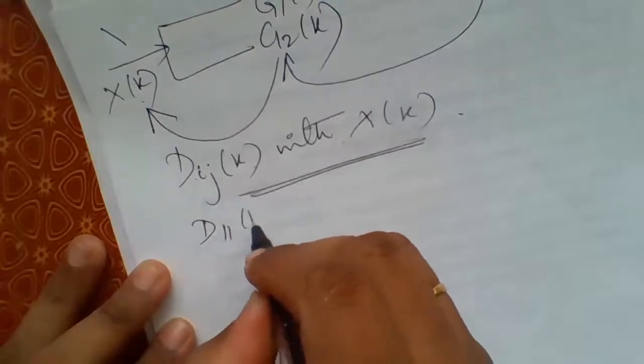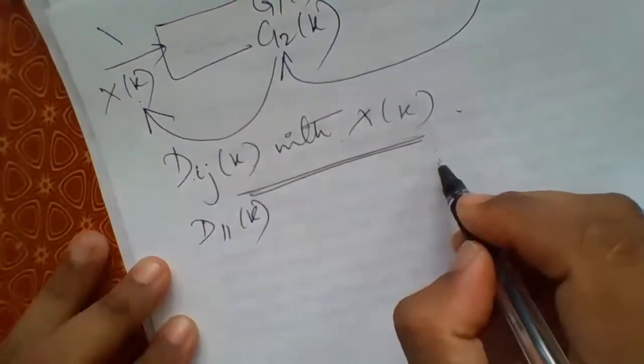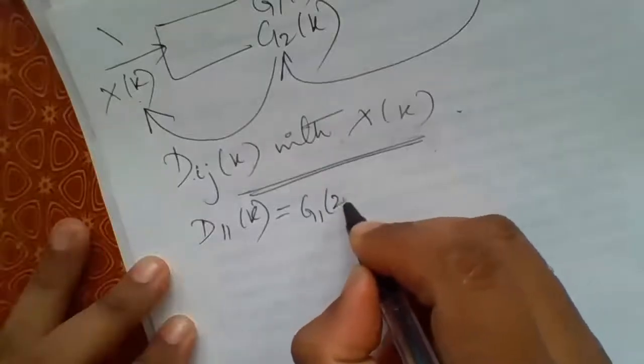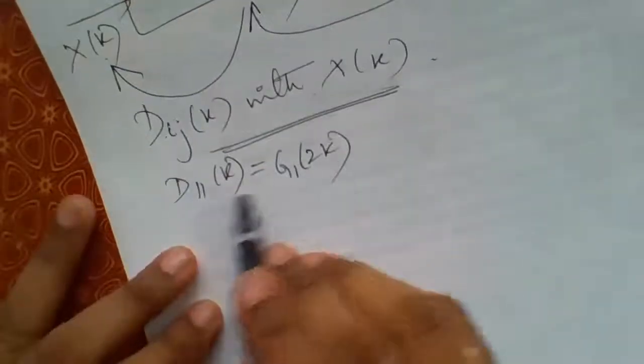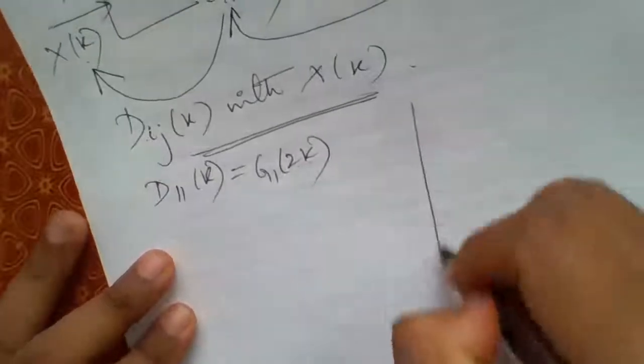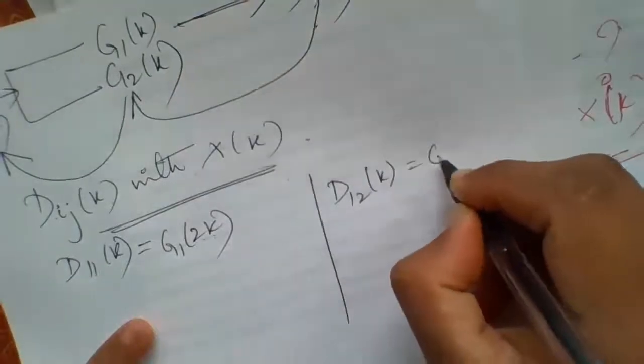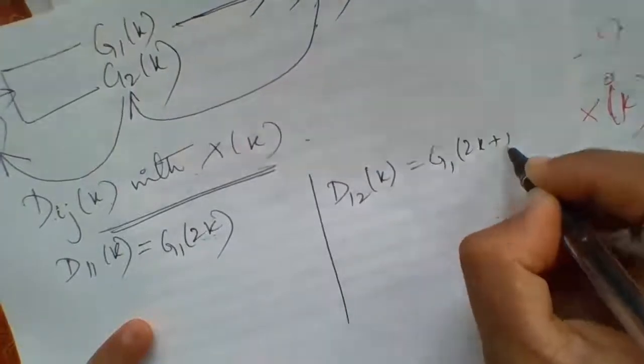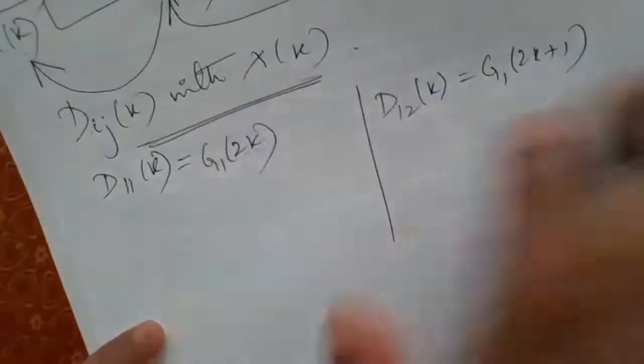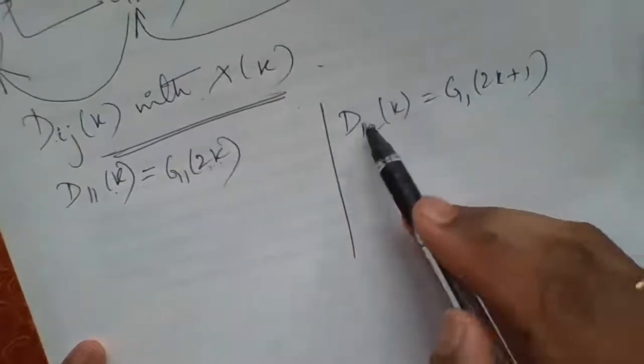I'll write first because there are two parts. So d11 of k is actually g1 of 2k. Similarly, d12 of k is actually g1 of 2k plus 1. How is it? Because d11 is nothing but the even samples, and d12 is nothing but the odd samples of g1.